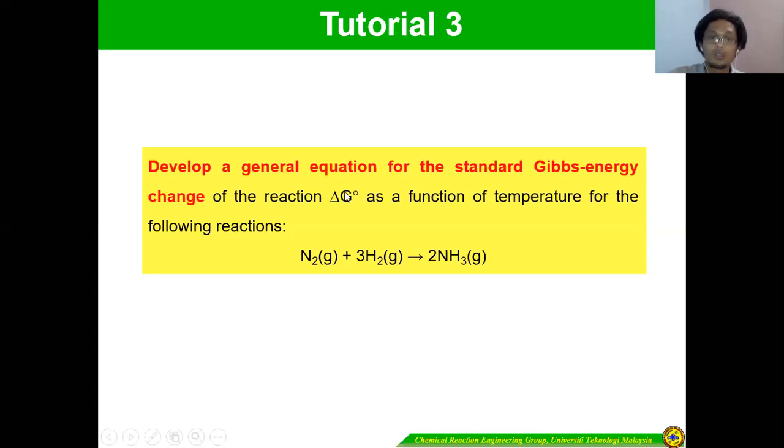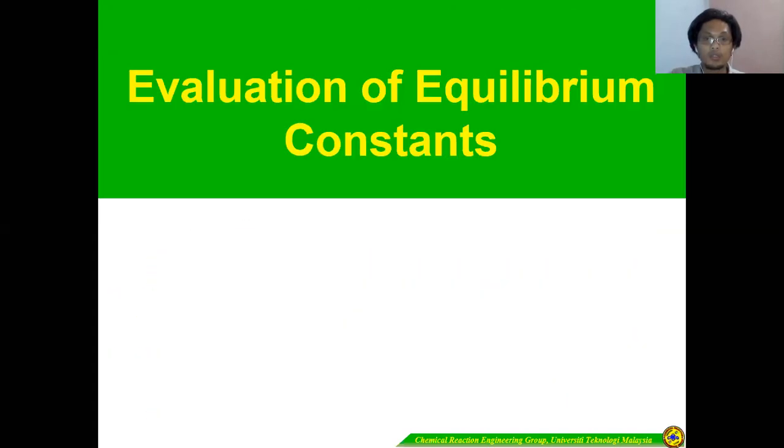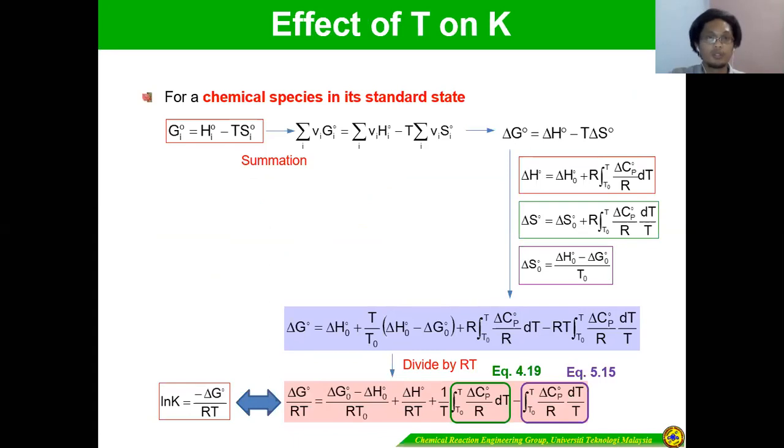Okay, so tutorial 3. Develop a general equation for the standard Gibbs energy change of the reaction, delta G naught, as a function of temperature for the following reaction. So how can we determine this one? Can you do it? What you have to do is apply this equation, because the question just wants to determine delta G naught. This one is delta G naught divided by RT. So you have to use this equation.